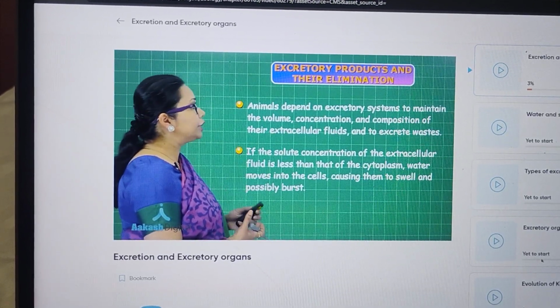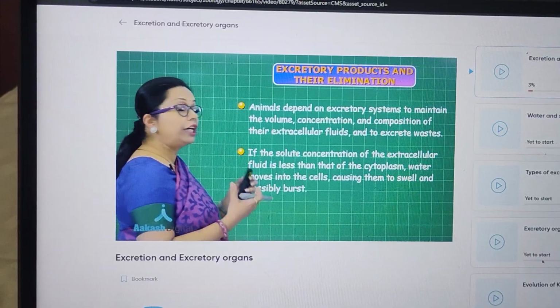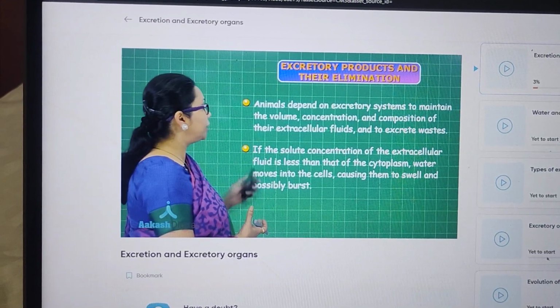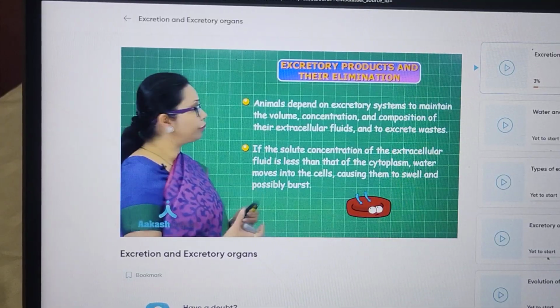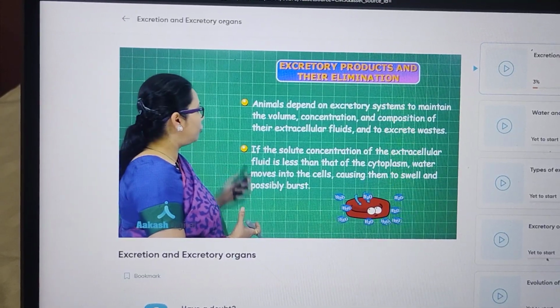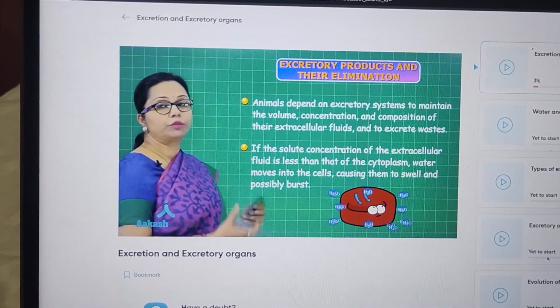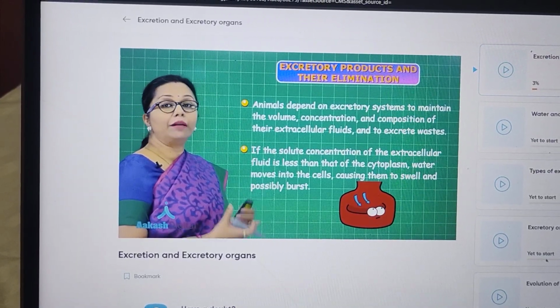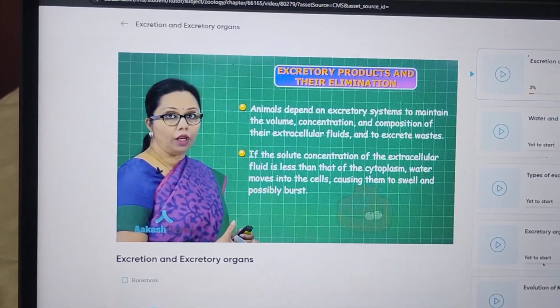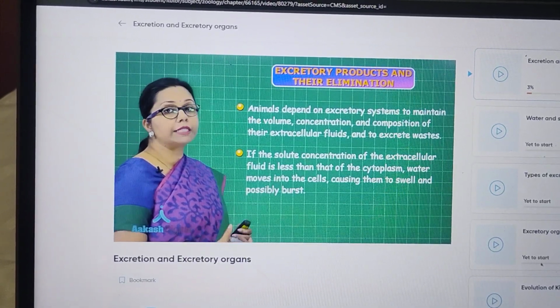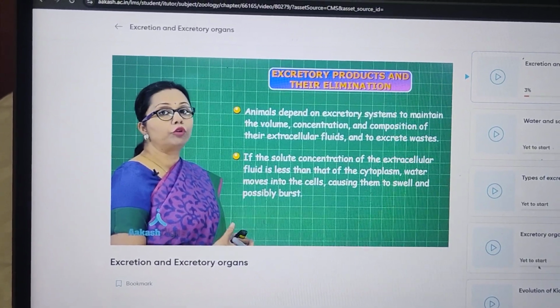So the solute concentration of the extracellular fluid is very, very important, because if this concentration is less than the cytoplasm of the cell, what would happen? Water moves into the cells, causing them to swell and possibly burst. Because after all, animal cells don't have a cell wall. We just have the cell membrane, and if more fluid fills into our cells, the cell would burst.